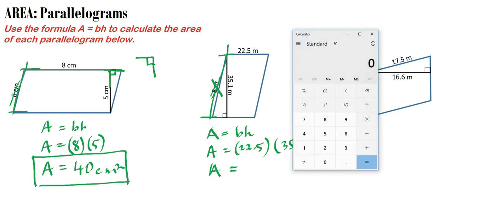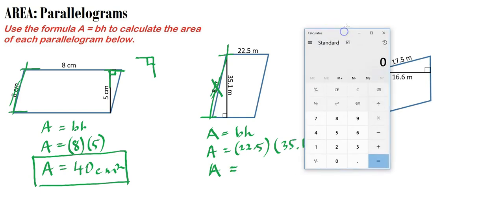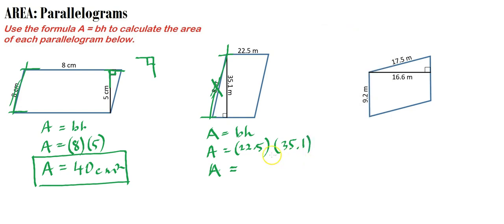Okay, so we use our calculator. So it's going to be 22.5 times 35.1. Okay, and that's 789.75. What's the unit of measurement? In this case, it's meters. We're talking area, so they're meters squared.